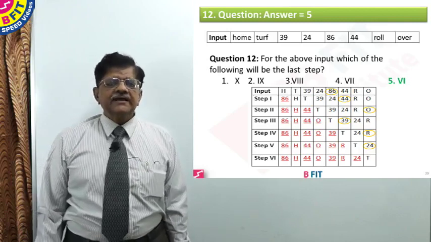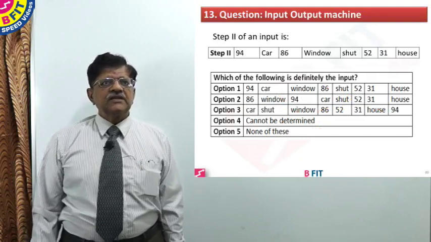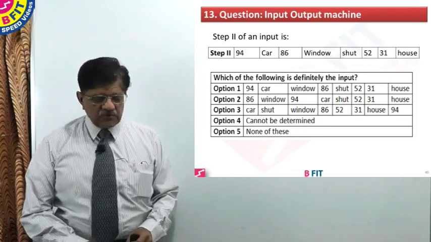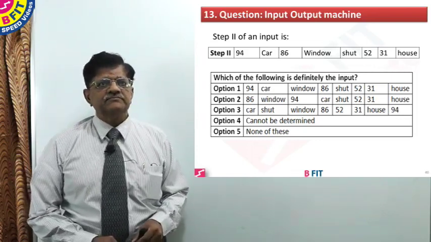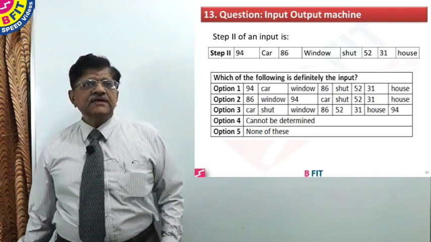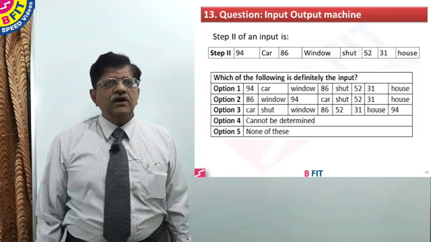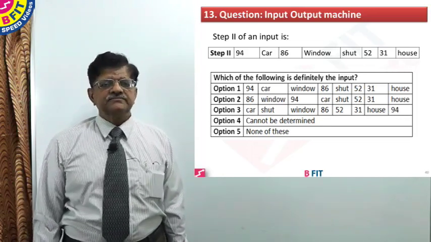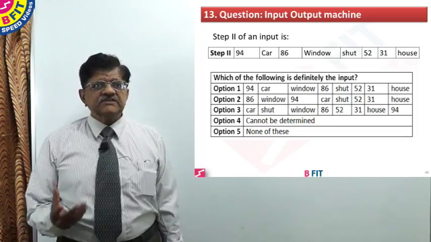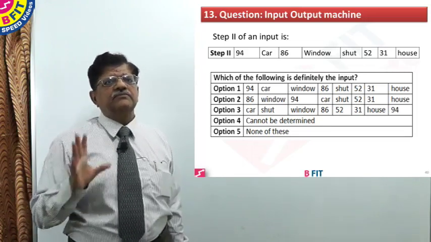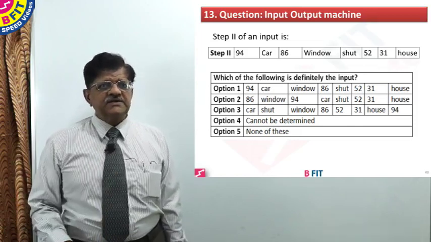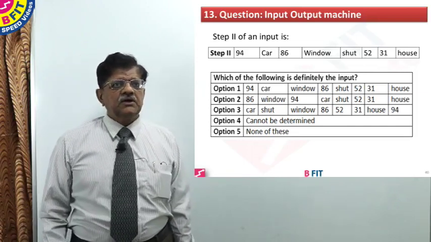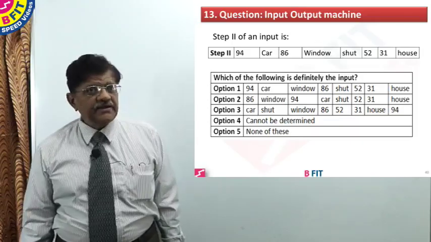Now let us look into the next question. Question number 13. This question gives step 2 of an input. It's a different input. Step 2 of an input is given: 94, car, 86, window, shut, 52, 31, house. The question says, which of the following is definitely the input? They give various options: option 1, 2, 3, 4 cannot be determined, and 5 none of these. Now let us see the working, which will clarify this point.